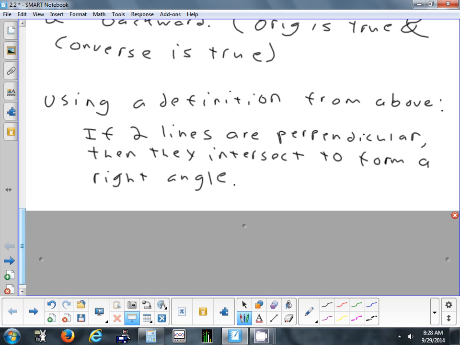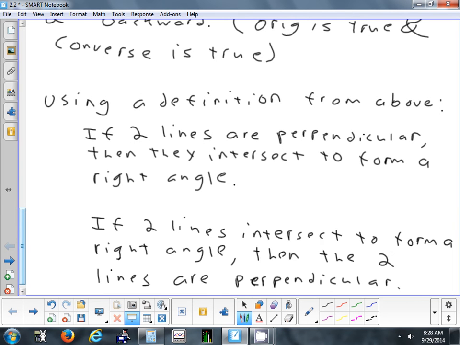Okay, since it's a definition, this statement is true, and the converse is true. So if we switch it around, switch the hypothesis and conclusion, it says, if two lines intersect to form a right angle, then the two lines are perpendicular. And that's true. So anytime you have a definition, the original statement's true, and the converse is true. Any question why both these statements are true?